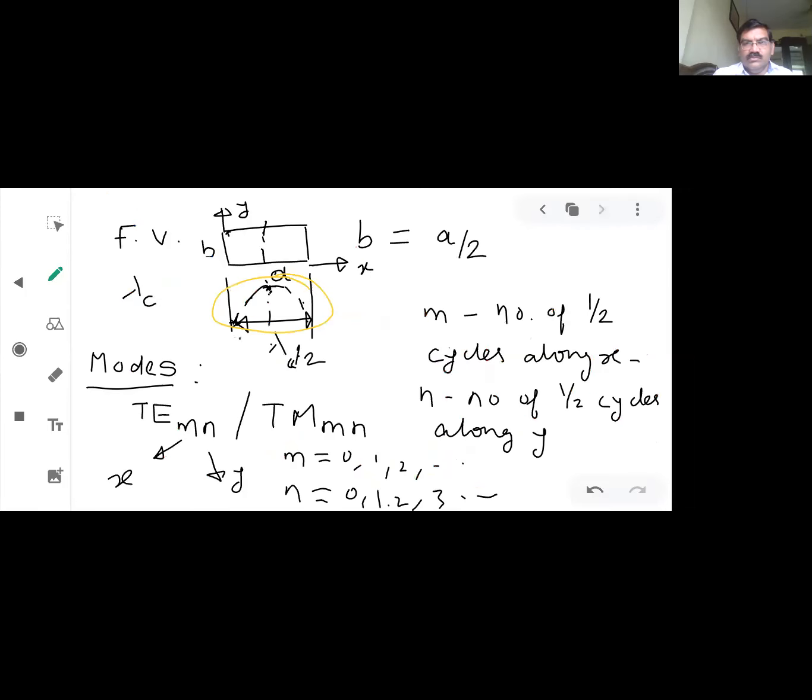Okay, and now we move to modes. So you can take one or two minutes, one minute, to just revise things. If any doubt is there, you can ask.